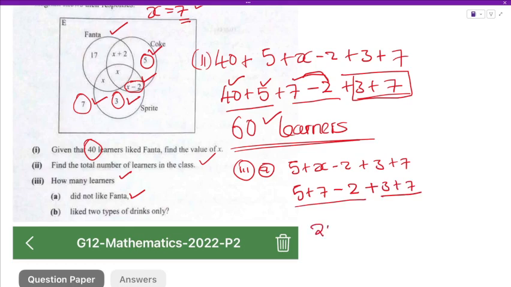So 20 learners. I know you have calculators, you can punch these values. So that's why you see me rushing through the calculations. Okay, 7 minus 2 gives us a 5, plus 5, that's 10. 3 plus 7 is 10. That will give you a 20 at the end.